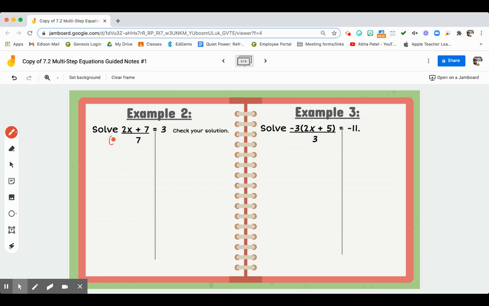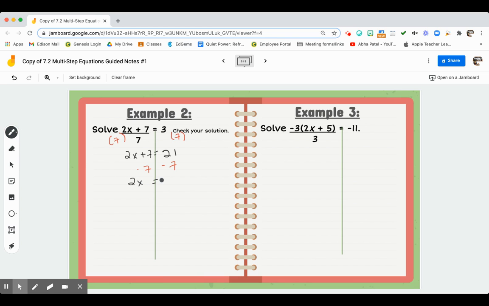You do that by multiplying both sides by 7. And when you do that, the denominator is eliminated, and you're going to have 2x plus 7 is equal to 21. And now you're going to follow the same equation solving techniques that we've been doing. Subtract 7.